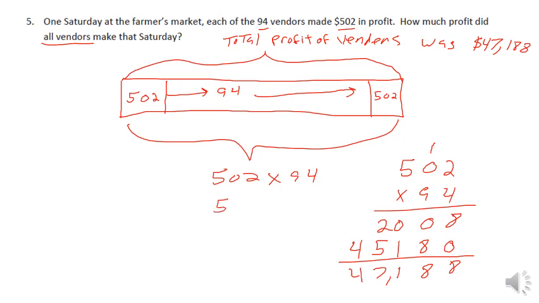502 would be closer to 500. 94 should be closer to 90 than it would be to 100. So when we multiply this, we can see it's going to have 3 zeros, and 9 times 5 is 45. So this would be approximately 45,000. And we found out our actual answer was 47,188, which is reasonable.